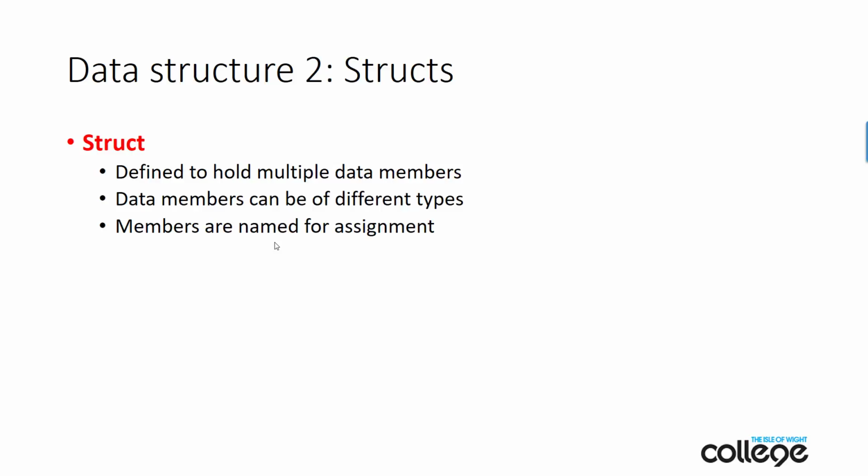So the members are named for assignment. Each data member that we're going to store is given a name so that we can assign a value to that part of the struct, to that component, that element, that member of the struct. And they're referenced using what's called dot notation. So the best way to look at that is with an example.